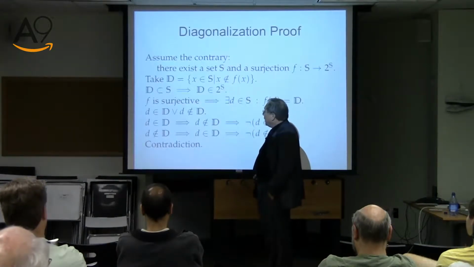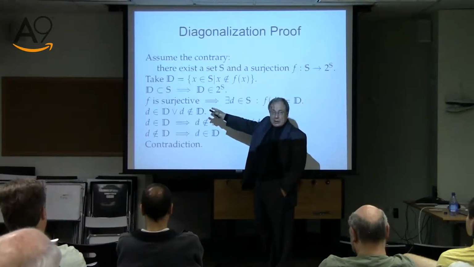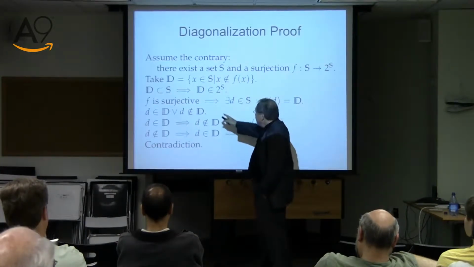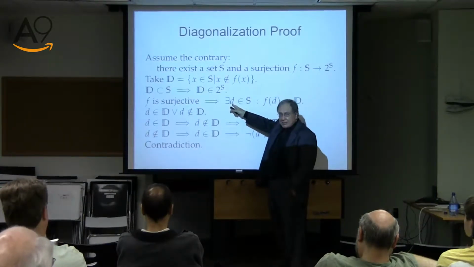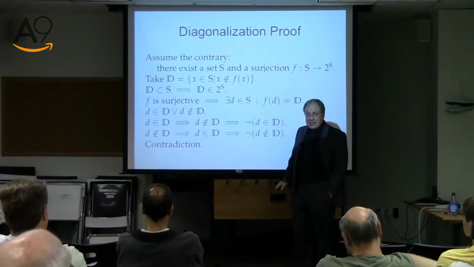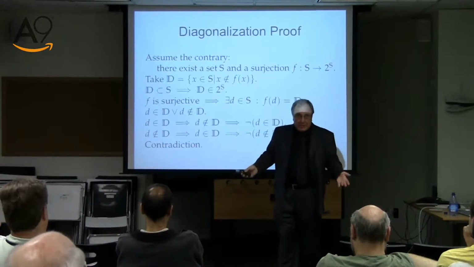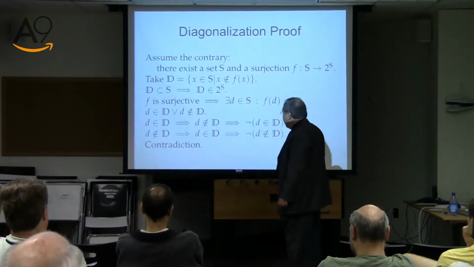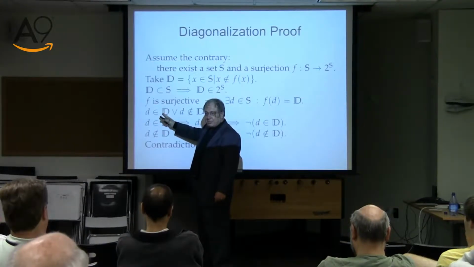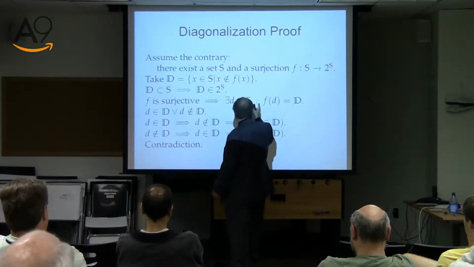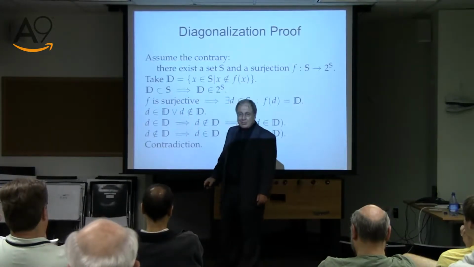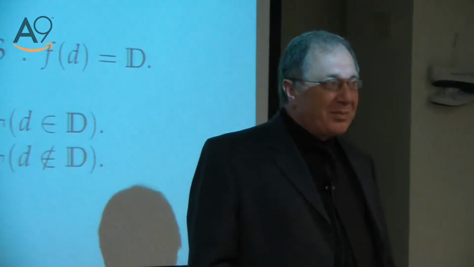Now, F is surjective. Is it surjective? Yes, we wrote it, that's the assumption, which implies that there exists a small d such that F of d is equal to big D. By the definition of surjective. Now, D is in D by what we just wrote. And D is not in D by definition of D.